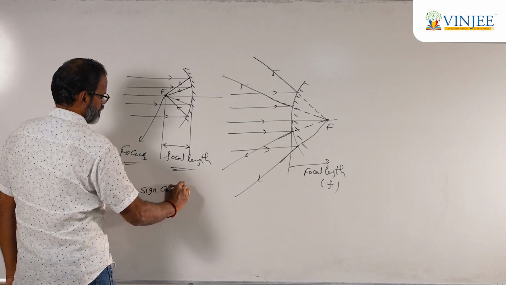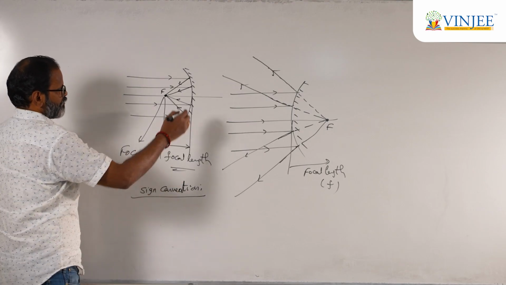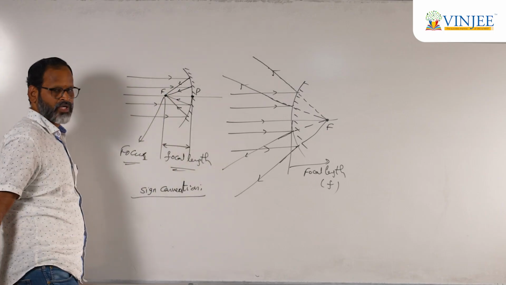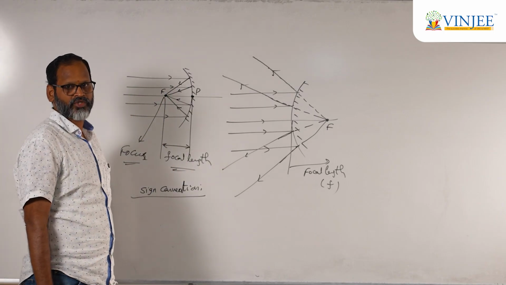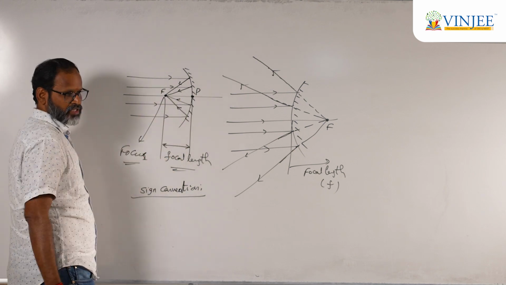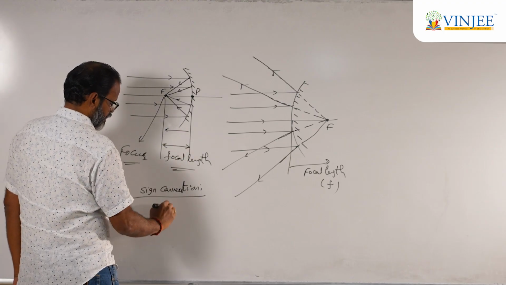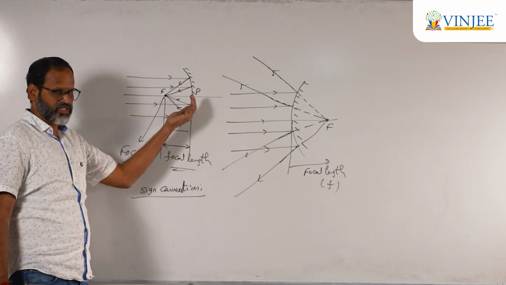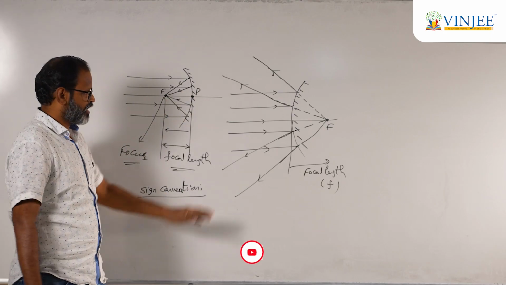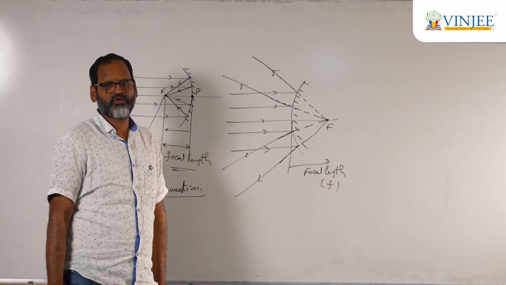Sir, what is the sign convention? Remember, all of you, all the distances are measured from the pole of the mirror. The distances which are measured in a direction opposite to the light are taken as negative, and the distances which are measured in the direction of light are taken as positive.